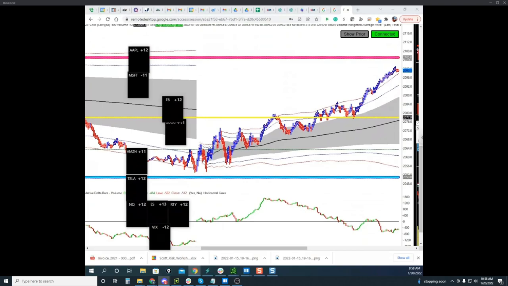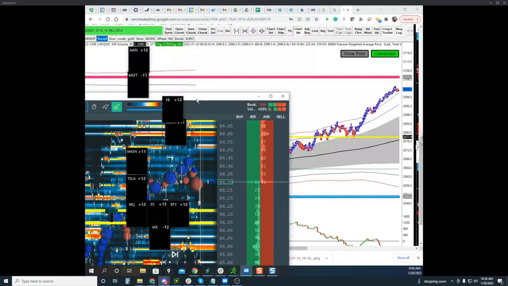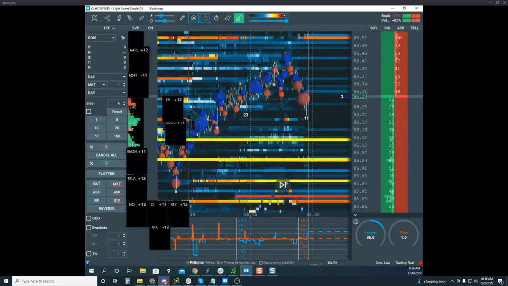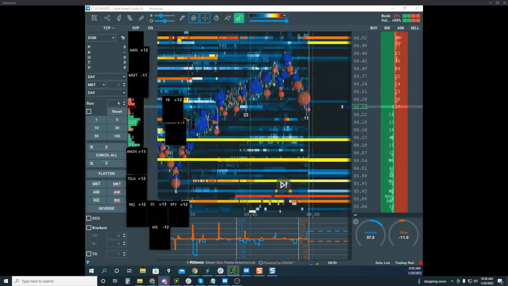Let me mute this again. All right, crude, waiting for a retest, getting close. And we'll go long this. Let's get this all. 16.2 times 0.75, 12.15, so 12 ticks.